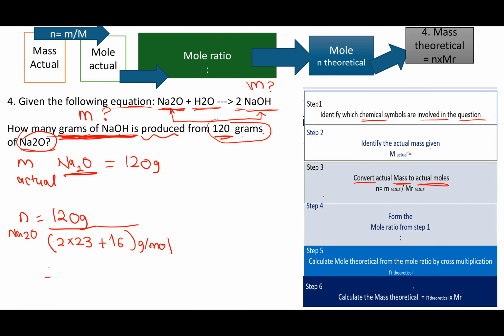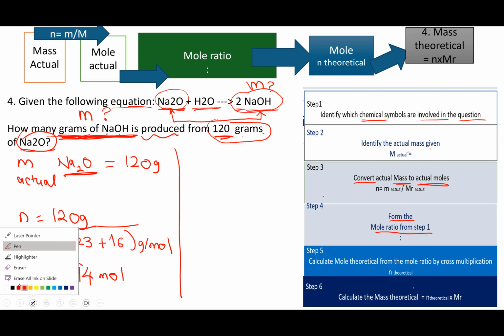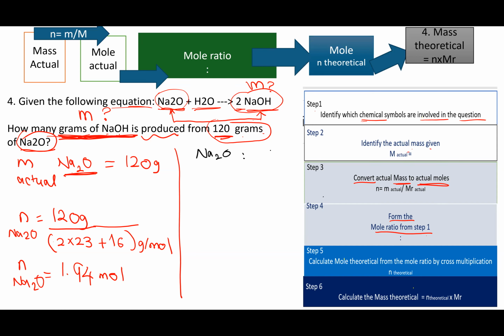Okay, so that would be 1.94 moles of sodium oxide. The next step, you want to make your mole ratio. Now, mole ratio between which two? Between the ones that I have identified at the beginning, between sodium oxide and sodium hydroxide, because we want to find the grams of sodium hydroxide. So now I'm going to make this relationship between sodium oxide and sodium hydroxide. Now, the mole ratio here, you don't have a number, so it's just going to be a 1. So 1 here and 2.